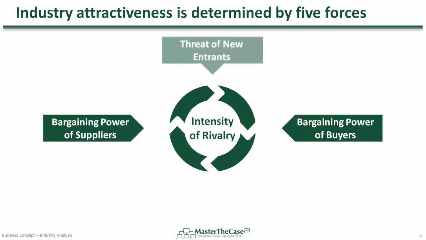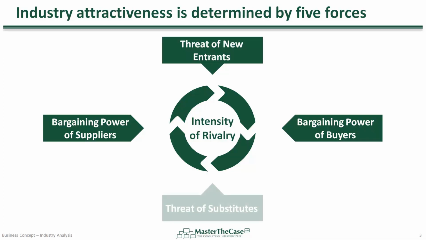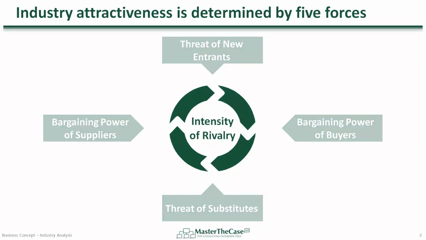4. The threat of new entrants into the industry. And finally, 5. The threat of substitutes to the industry's products. Collectively and individually, these forces have a predictable impact on industry profit. Let's now explore that impact in detail, focusing on the intensity of rivalry first.